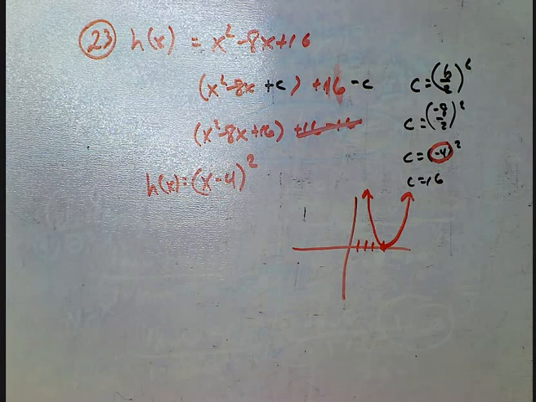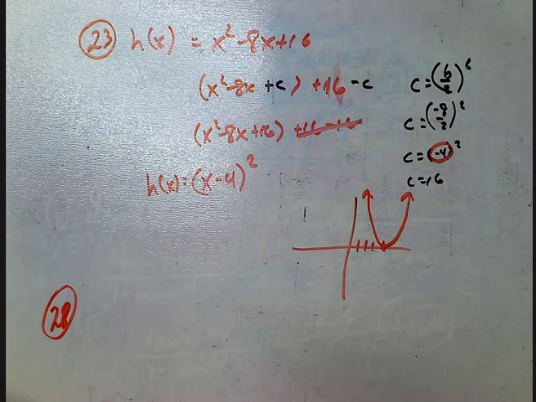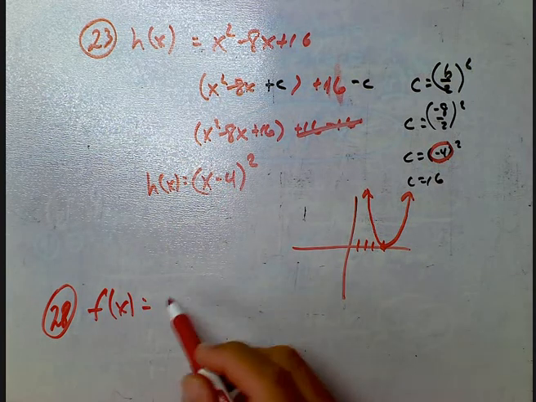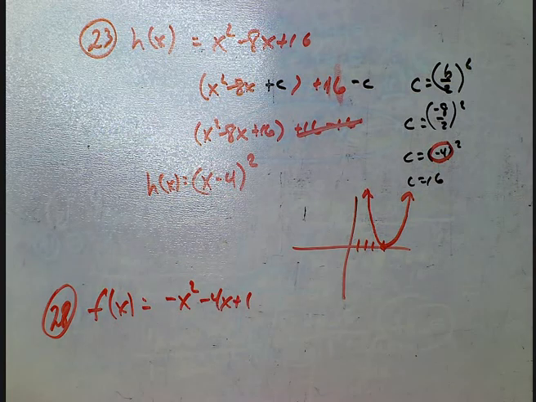Okay? Why don't we try one more, just for fun? I'm going to go ahead and erase. Why don't you go ahead and do number 28? A little more challenging, but I think you can figure it out. f of x equals negative x squared minus 4x plus 1. If you're still a little bit confused, that's okay. We'll work on this one together.